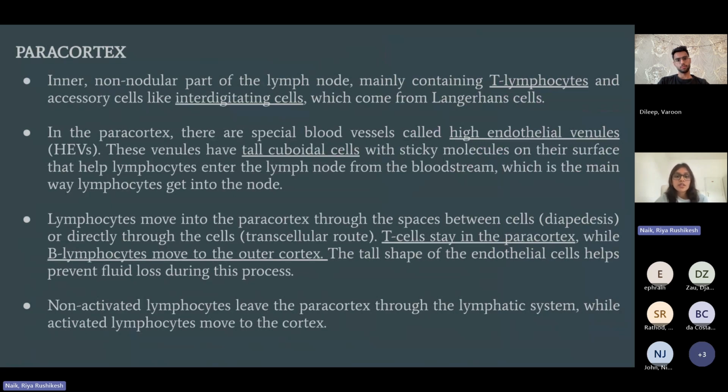The lymphocytes, when they move into the paracortex, move through the spaces between the cells, which is called diapedesis, or they enter directly through the cells, which is called the transcellular route. The T cells always stay in the paracortex, whereas the B lymphocytes move into the outer cortex. Like I said earlier, the germinal center and everything are mainly B lymphocyte dependent areas. The reason these high endothelial venules have tall cuboidal cells is because it helps prevent loss of fluid during this whole process.